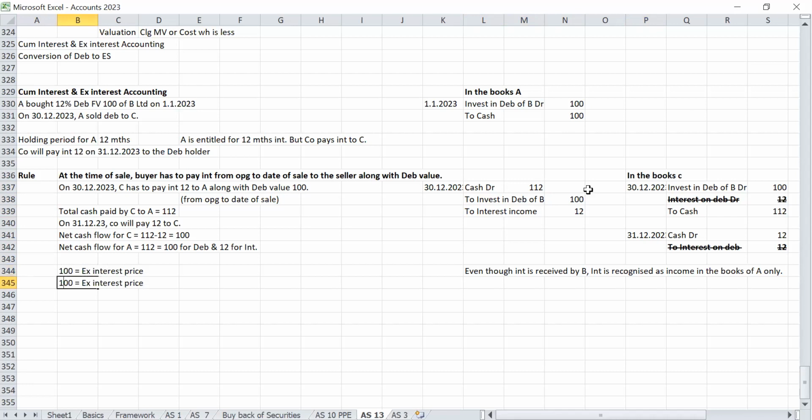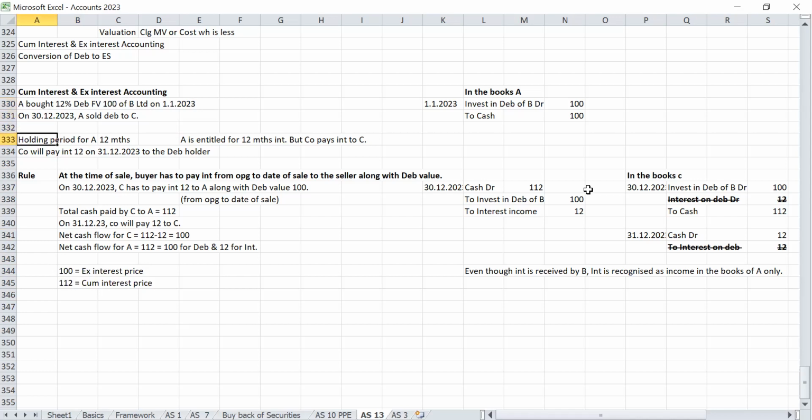Like that, we will call this 112 as cum interest price. Cum interest means what? Including interest. So in the 112, in this price, interest is included. In this 100, interest is not included. In this case, I have assumed debentures are traded at face value. But similar to equity shares, face value will be different, cost will be different, price will be different.